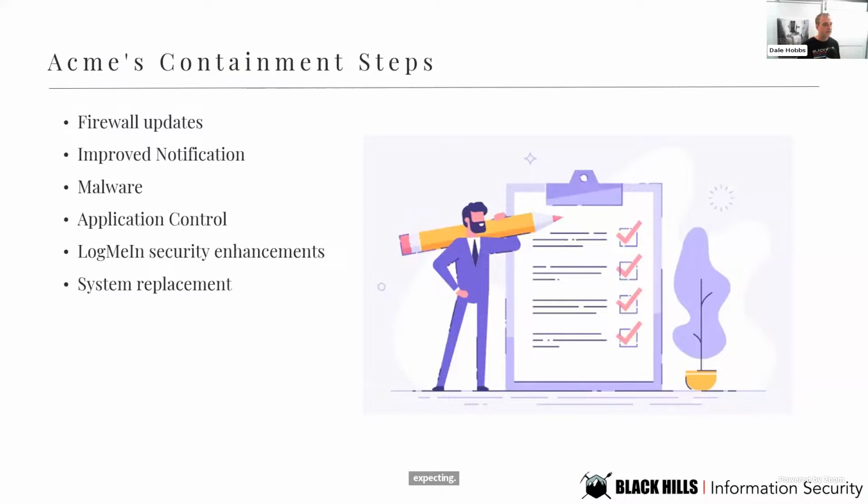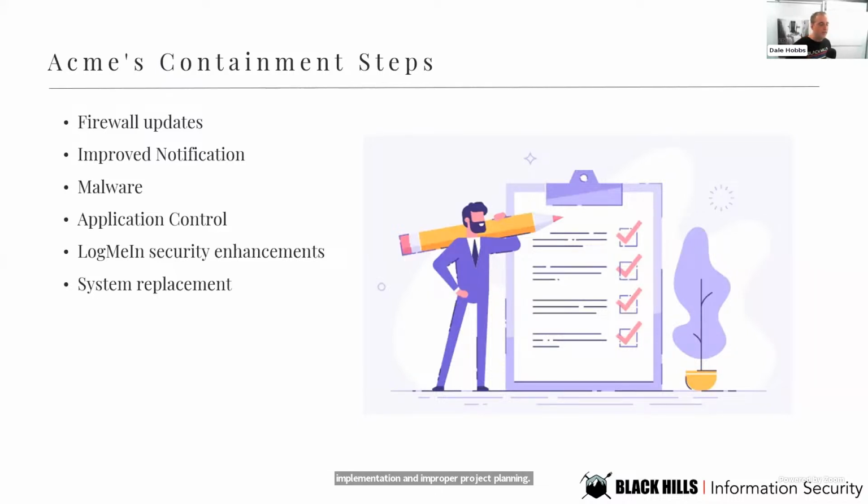Now, within LogMeIn itself, there were a couple of things that were done. First, they removed all the cached credentials from LogMeIn. They blocked the ability for users to save credentials in LogMeIn, and implemented two-factor authentication in LogMeIn as well. These are all, again, things that should have been done from the get-go, but were overlooked due to rushed implementation and improper project planning.